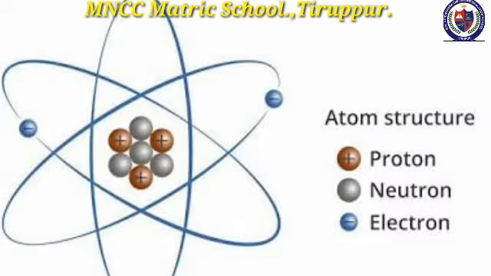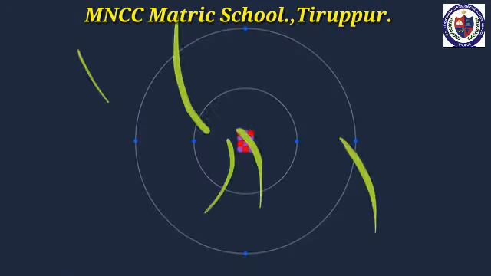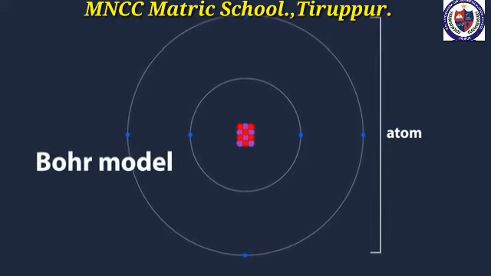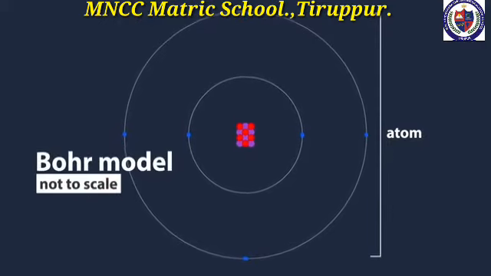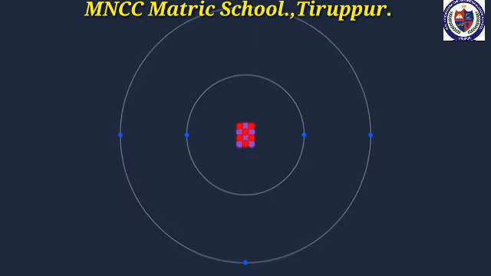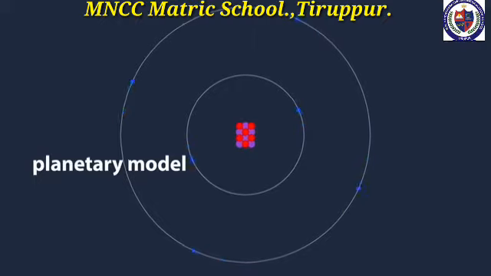Each element is made up of atoms, which are the smallest unit. An atom consists of a proton, electron, and a neutron, which are called subatomic particles. This is called the Bohr model of an atom. Keep in mind that it is not to scale and only two-dimensional. This model is also known as the planetary model.